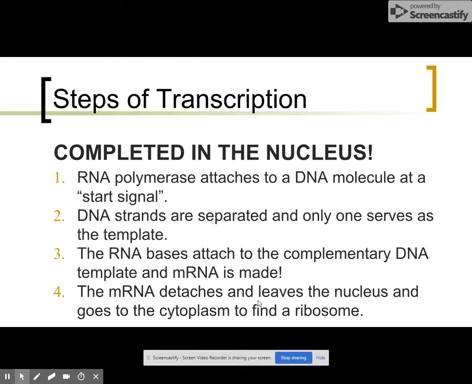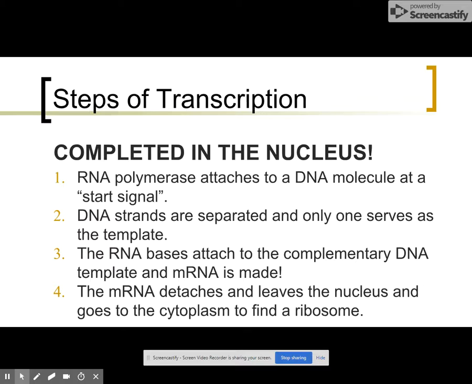So let's take a few looks at the steps of transcription. Remember, it's completed in the nucleus. That RNA polymerase is going to attach to that DNA molecule. It's going to attach at a point called a start signal. And we'll take a look at what these start signals are later on. But that helps it figure out where to attach.